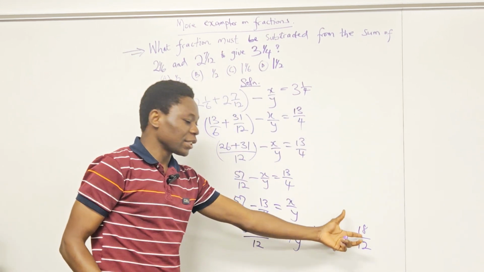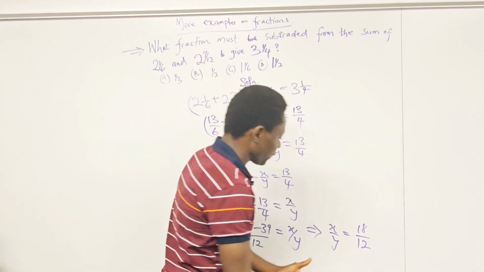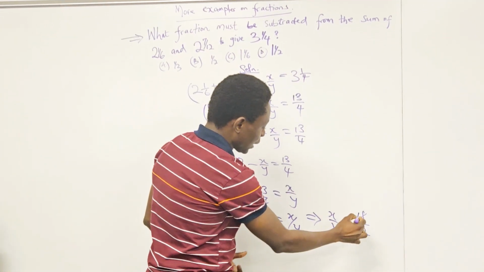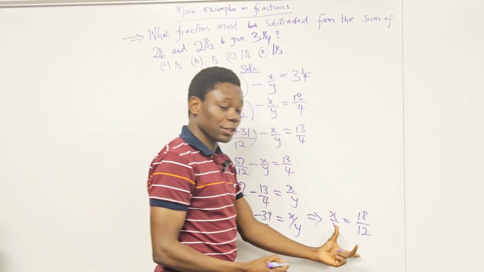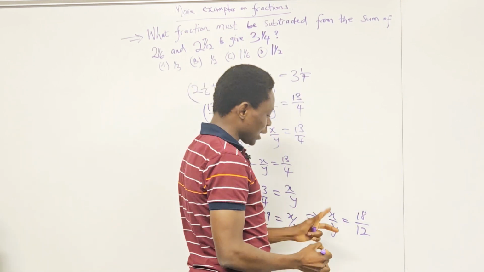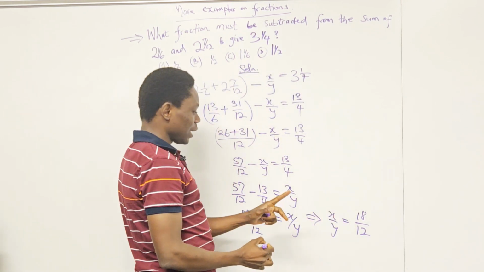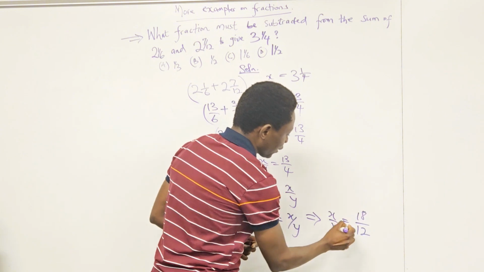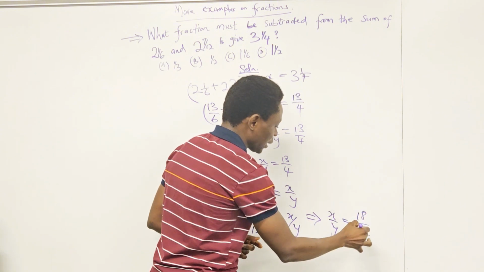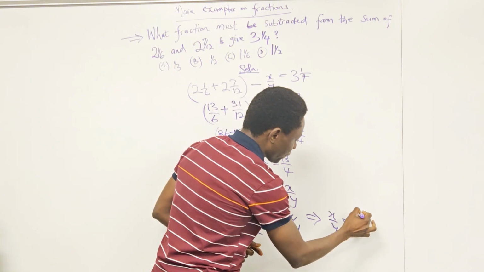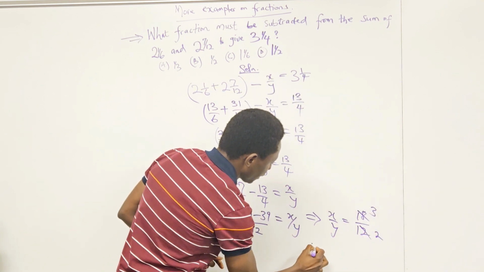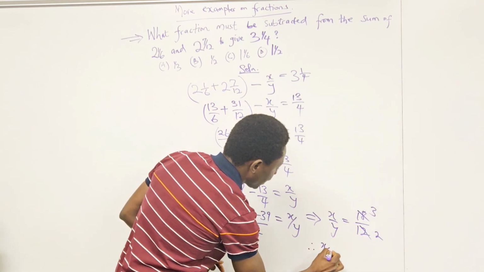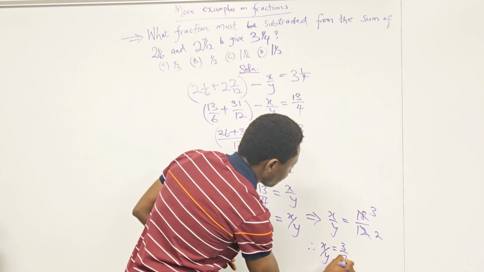Now, this fraction can be reduced further, right? 2 can go into both the numerator and the denominator. 3 can also go. 4 cannot. 6 can go. So let's go with 6, which is the highest number that can divide both the numerator and the denominator. So 6 here 3 and 6 here 2. This implies that x over y is equal to 3 over 2.